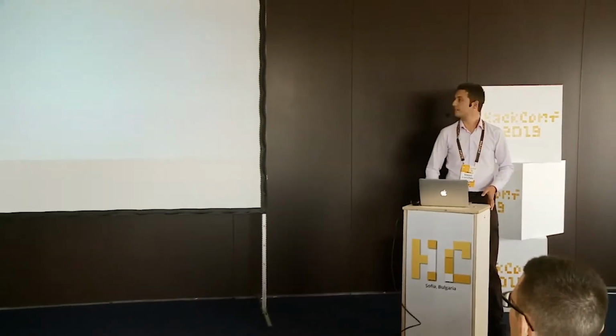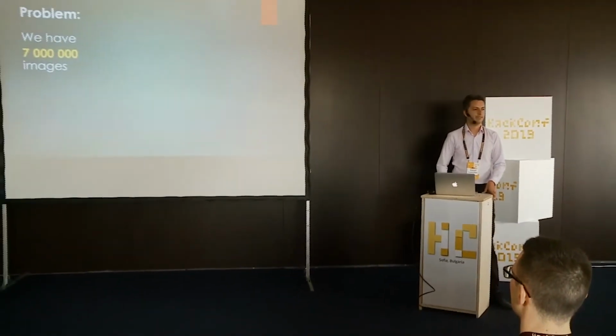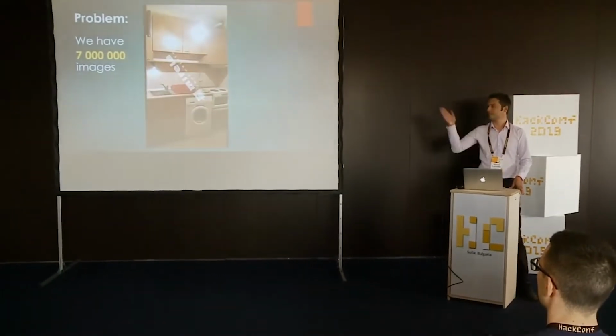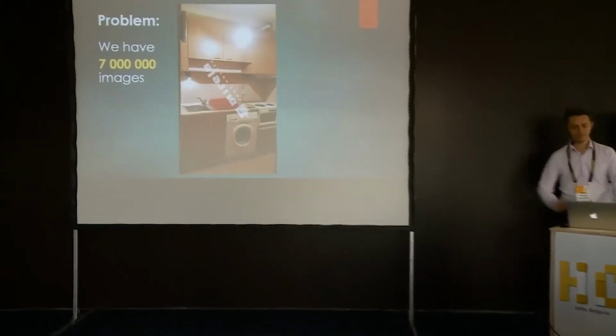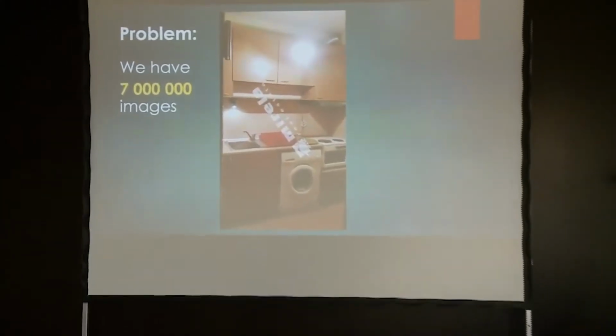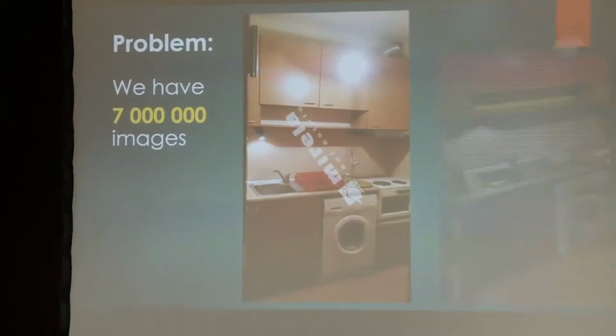Okay, let's start with the problem, what I'm going to talk about. We at Homeheed have 7 million images, and the images look like this. And that's not the problem. That's a pretty fine image. The problem is that in that database of 7 million images, we also have images like this.